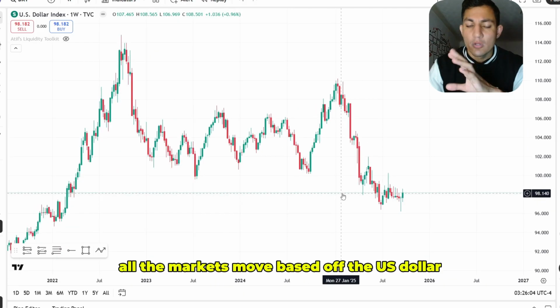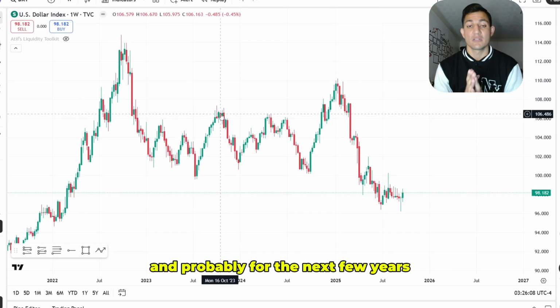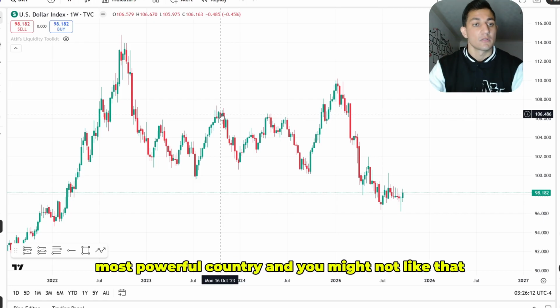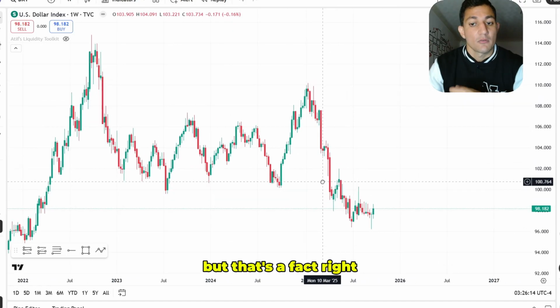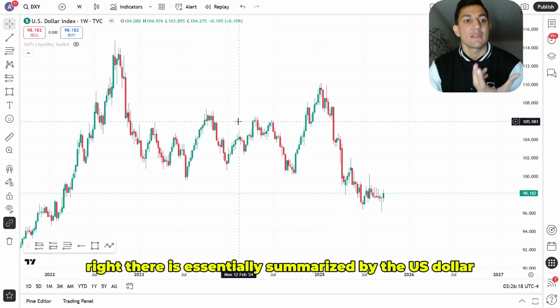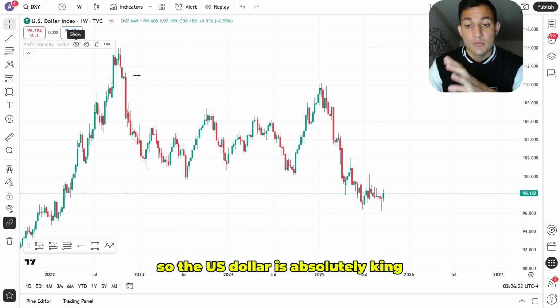All the markets move based off the US dollar, because right now, as I'm recording this, and probably for the foreseeable future, the US is by far the richest, most powerful country. You might not like that, but that's a fact. And these financial markets are going to move based off what the US economy is doing. That is essentially summarized by the US dollar. So the US dollar is absolutely king.